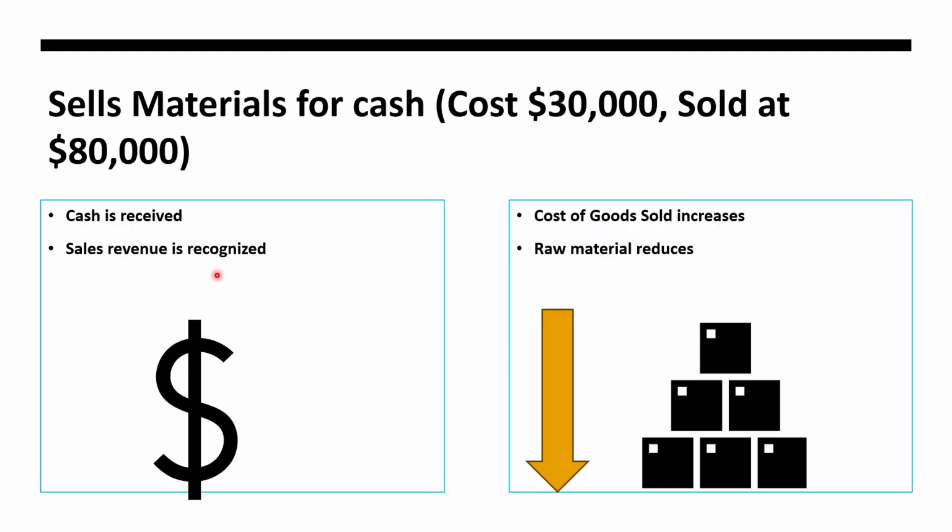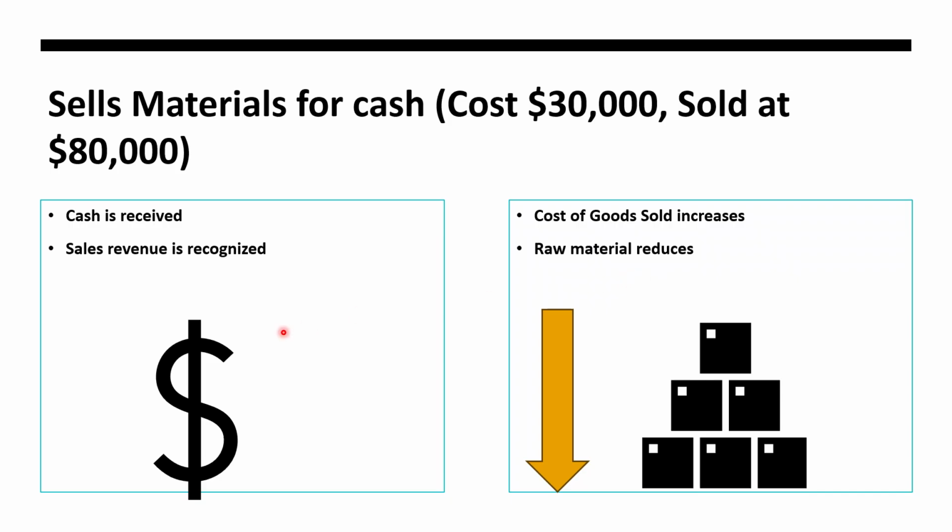And on the other hand, what reduces, what is sold? The inventory is sold, the materials are sold, right? So material has to reduce. Also, there is a cost of goods sold. There's a cost to that material which is sold, right? So although they are getting 80,000 as revenue, the entire thing is not profit. There is a cost related to it, which is the cost of the material sold. So that has to be subtracted, and only the remaining would be the profit. So cost of goods sold increases and raw materials reduces on the other hand.